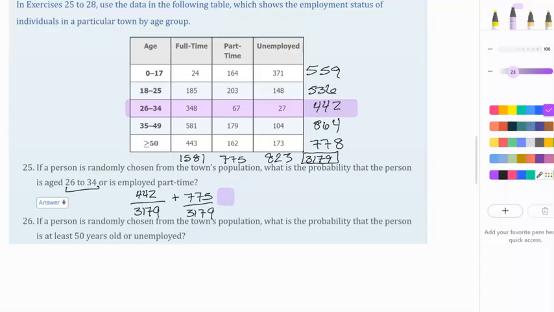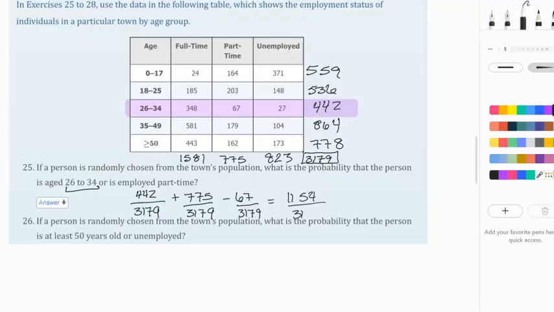Out of 3179 because we can't count them twice. It's just not fair to do that. That's why that formula is set up that way. So 442 plus 779 minus 67. I got 1154 out of 3179. So there's our probability for that.